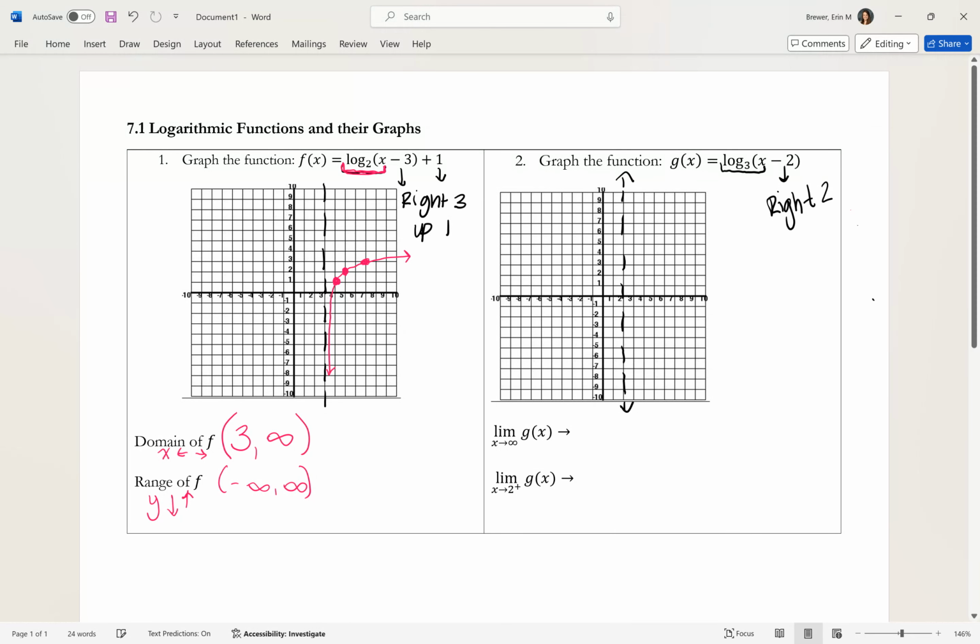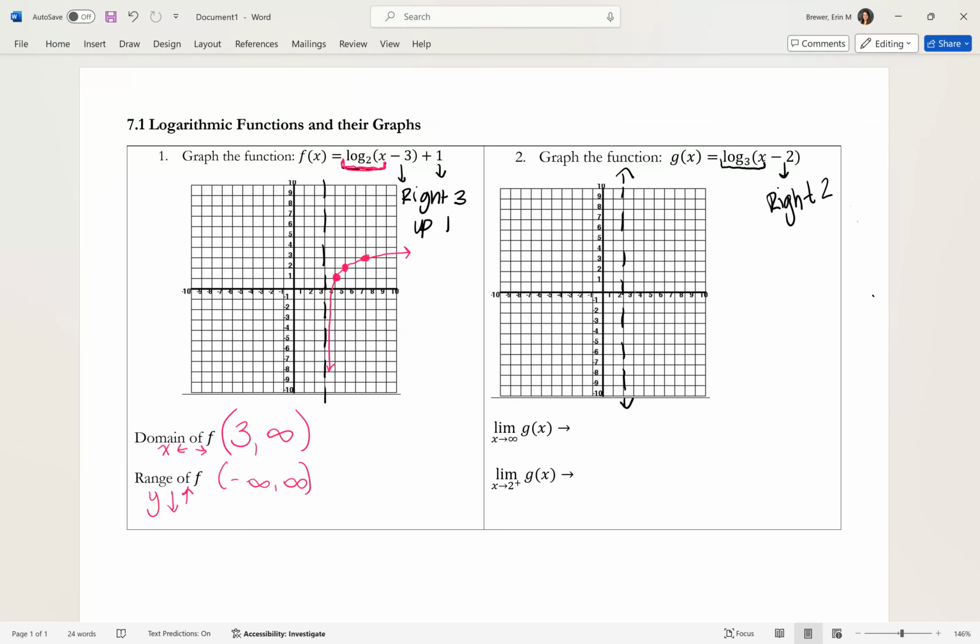Then again, I look at my log base. I know it's a log base 3. So again, I start by putting a point 1 space to the right on the x-axis from the asymptote. And this time, every time I move up 1 space on the asymptote, I'm going to go out by a multiple of 3. So if I go up 1 space, I'm going to go out 3 spaces now. If I go up again on the asymptote, I would be counting out 9 spaces.